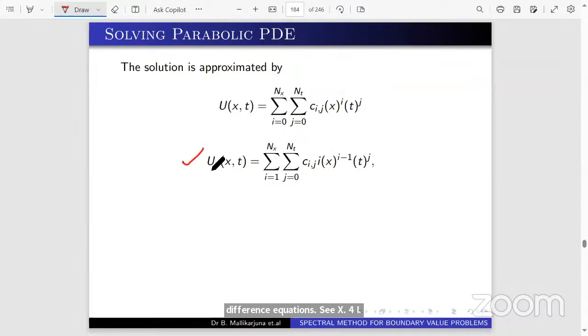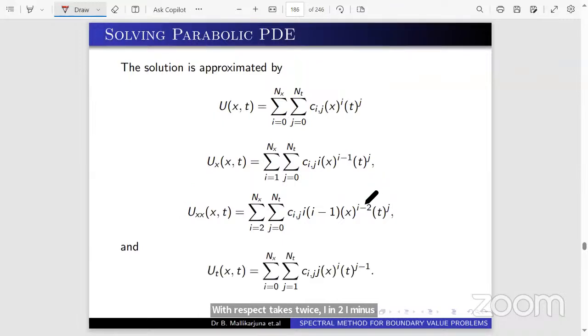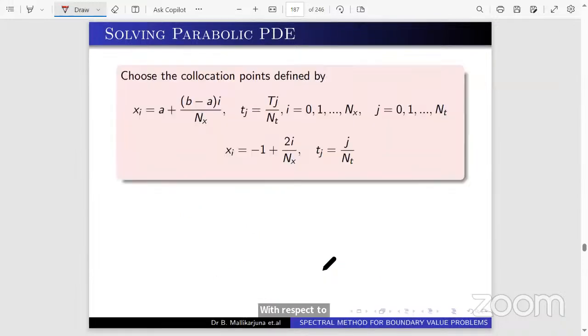Next, with respect to x, the derivative is i times x power i minus 1. With respect to x twice, it is i times (i minus 1) times x power i minus 2. With respect to t, it is j times t power j minus 1. Next, choosing the points: equispaced points, basic topic, monomial polynomials, equispaced points.